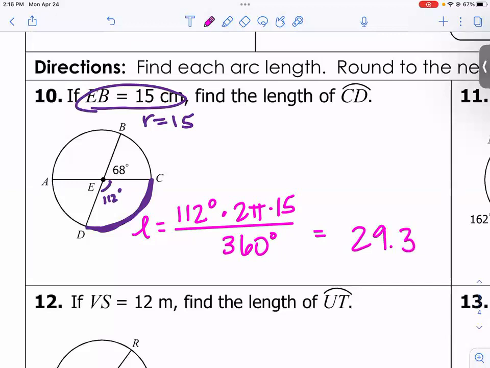And what would our label be? Degrees? No. It's a portion of the circumference, so we would have the same label as whatever the circumference would.